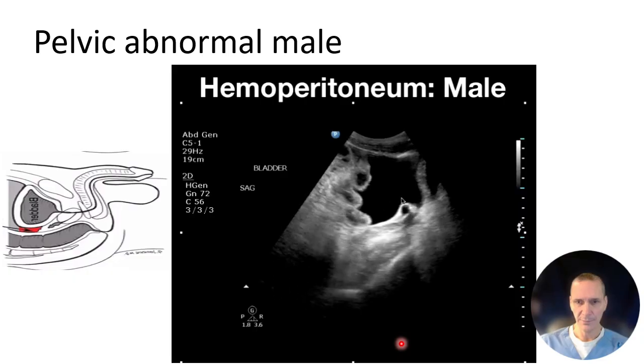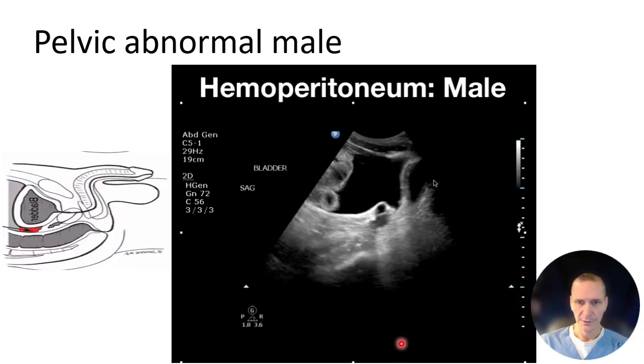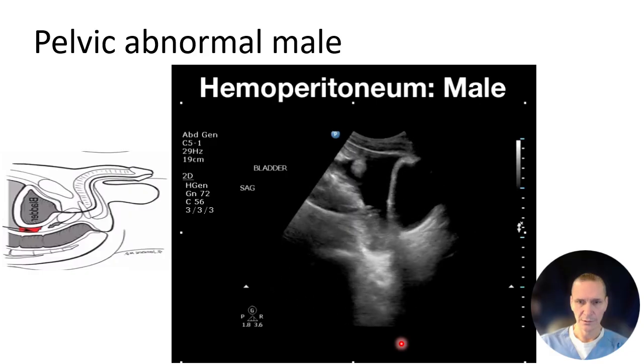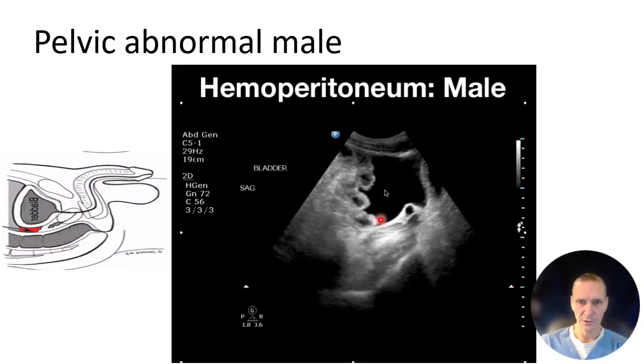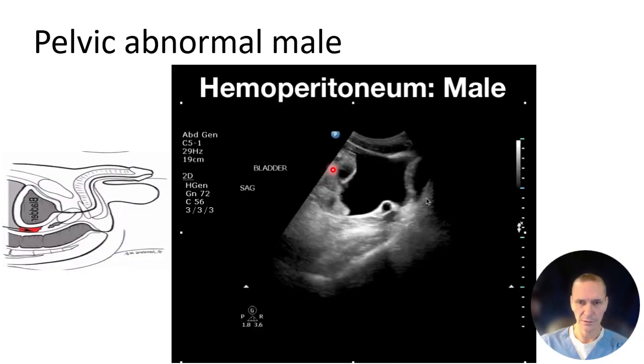Hemoperitoneum in a male. Notice where the arrow is pointing. It goes to all the intra-abdominal hemorrhage. These happen to be bowel over here.